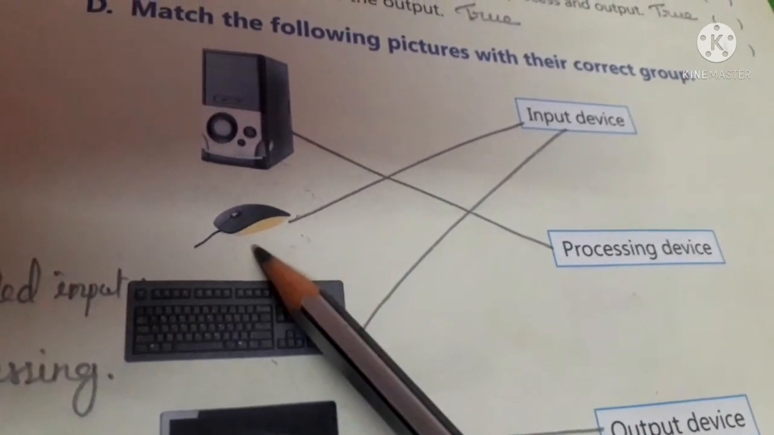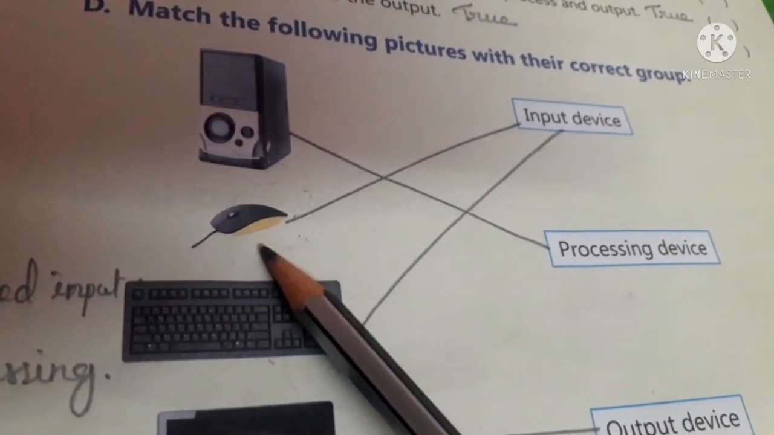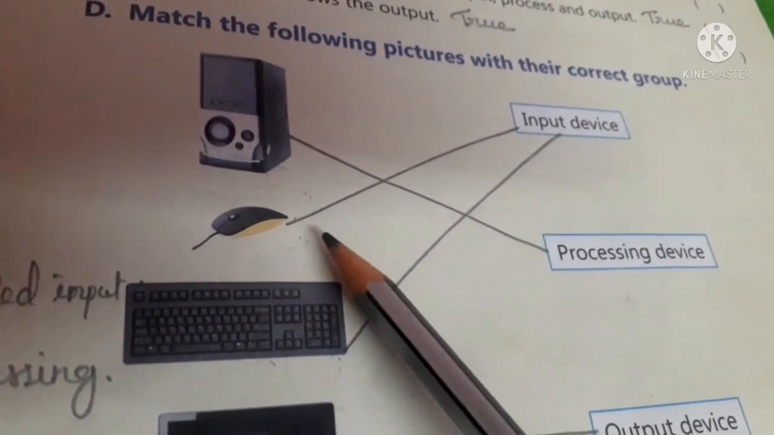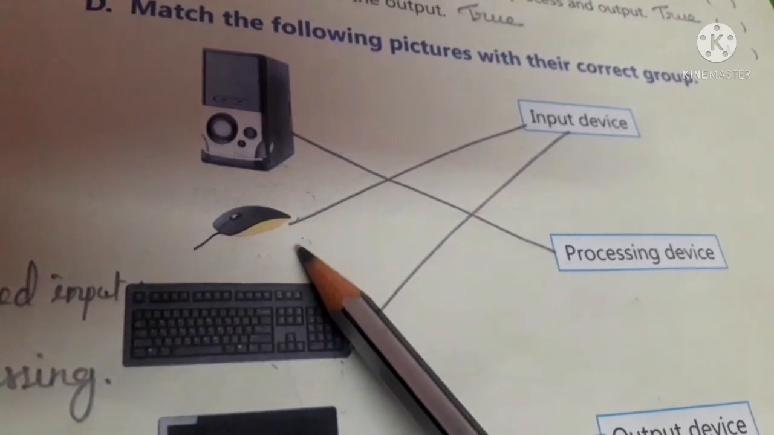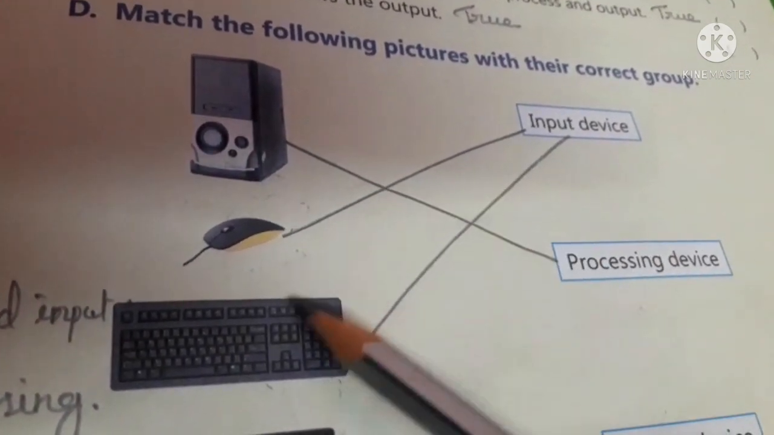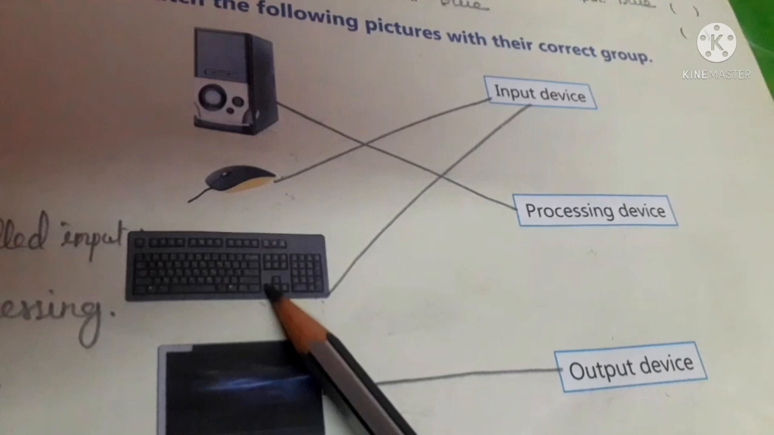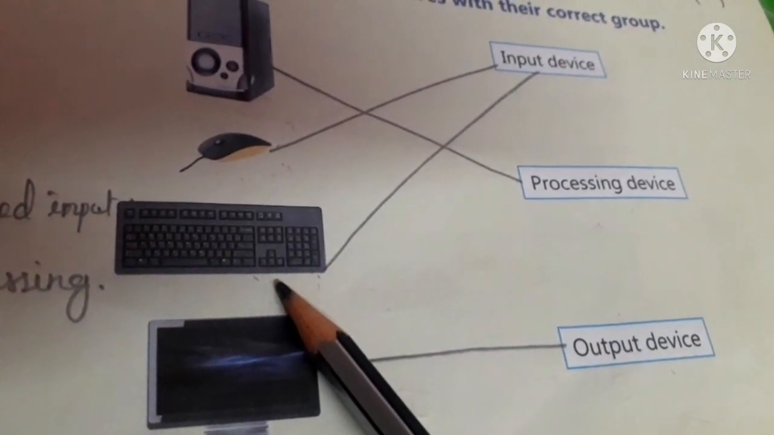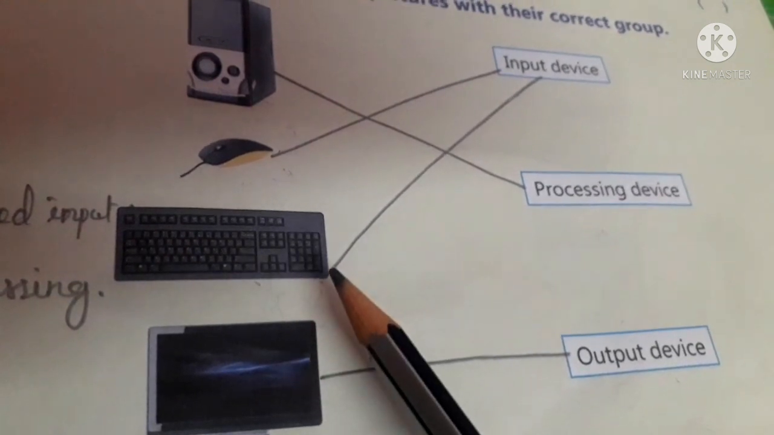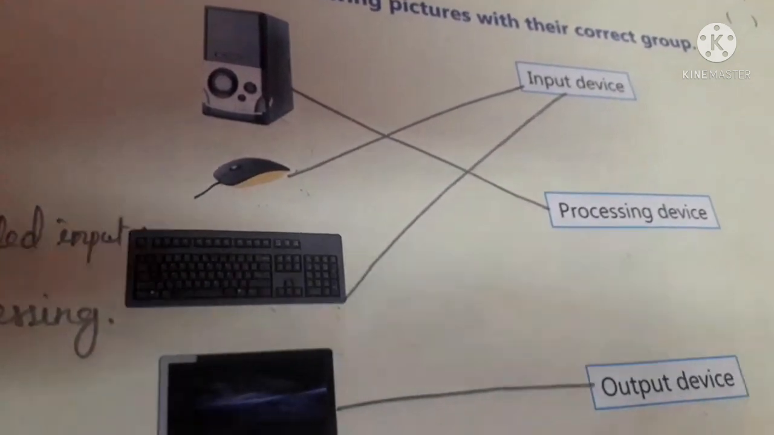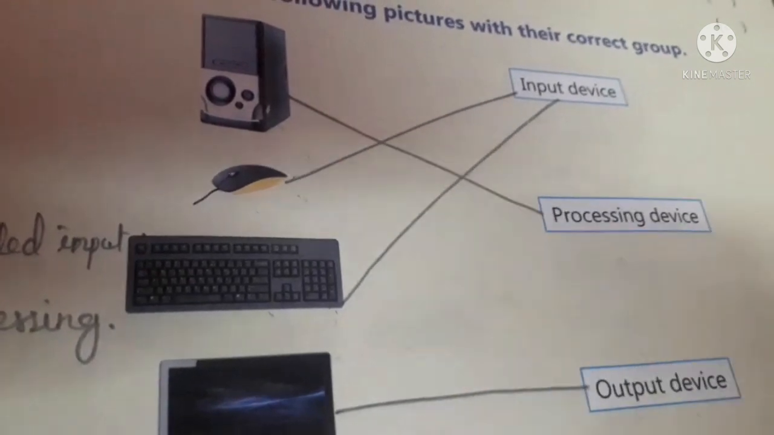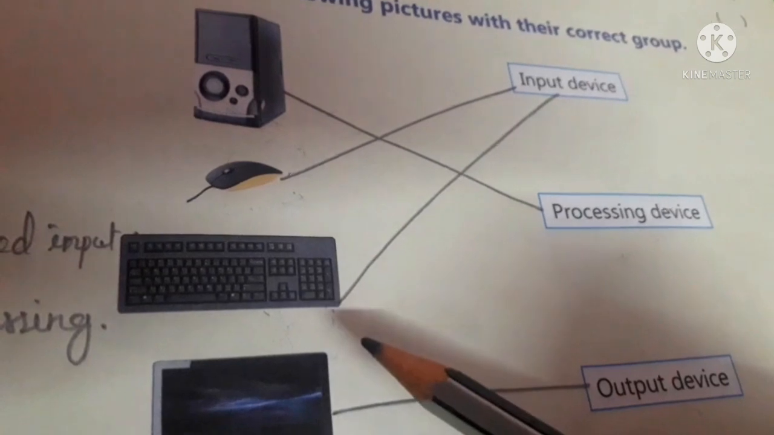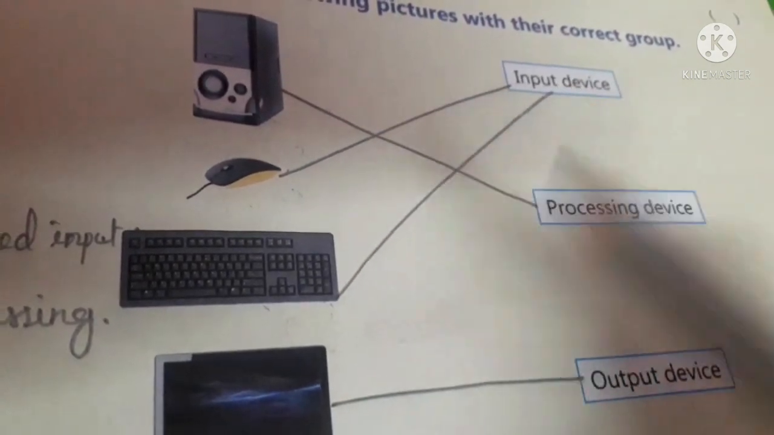Next one, mouse. So mouse is an input device, isn't it? It is used to give information to the computer. So mouse is an example of an input device. Just draw a line from here to there. Next, keyboard. Keyboard is used to give information to the computer, so it is also known as an input device. Draw one line from here to there.